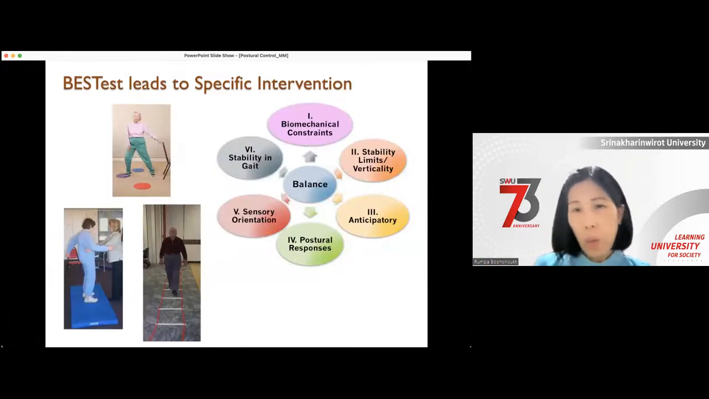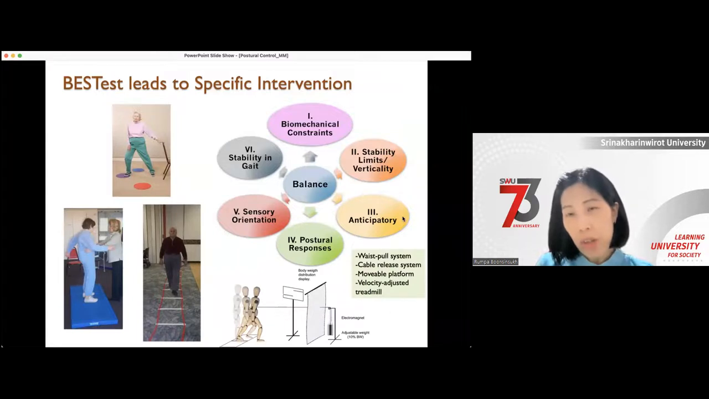Now, why do we want the BESTest? Because it gives you information on which balance system is impaired, so it will lead to specific intervention. If you have a patient who has a problem with sensory orientation, you can focus on training this patient to improve the contribution of the sensory system in maintaining balance. The one that I will show you here is the postural response, where you see the ankle strategy and the stepping strategy. The stepping strategy is usually difficult to train because it's an automatic response and it requires complicated equipment for training.